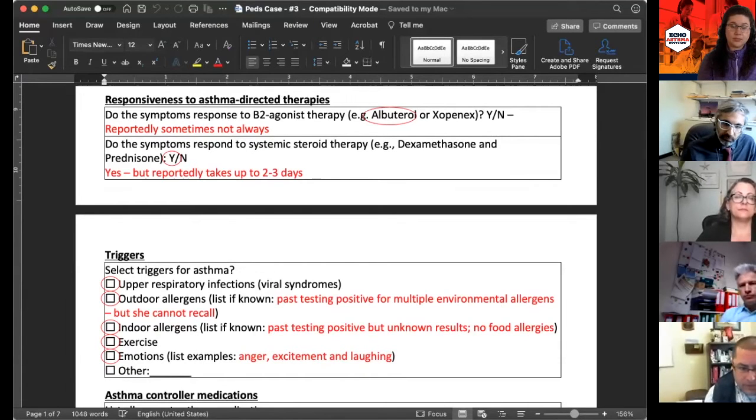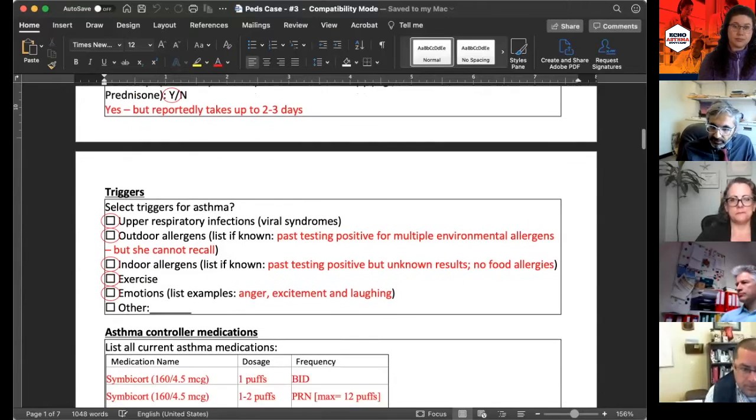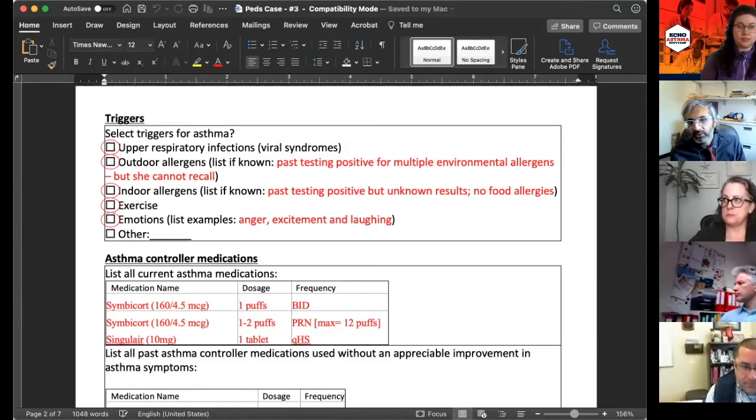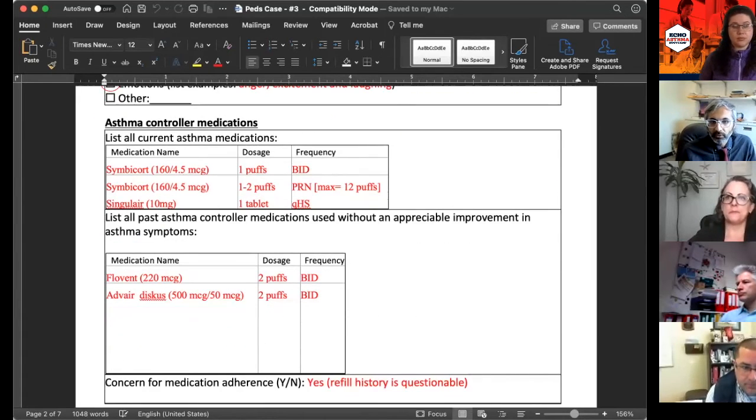As far as triggers, she reports multiple ones: upper respiratory tract infections, allergens, potential outdoor allergens. She said she's had some past testing, but unfortunately we didn't have it available at the time of the first clinic visit. She reported that exercise in general makes her very winded or short of breath. And she also reported that emotions set off her asthma, such as being angry, laughing, or being excited.